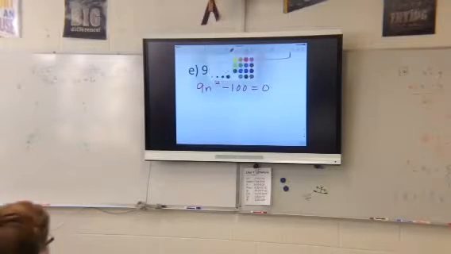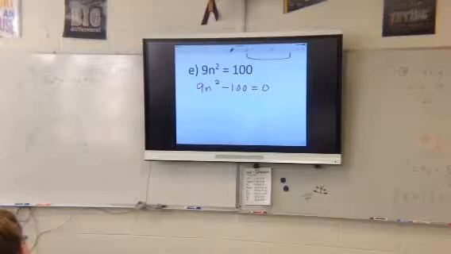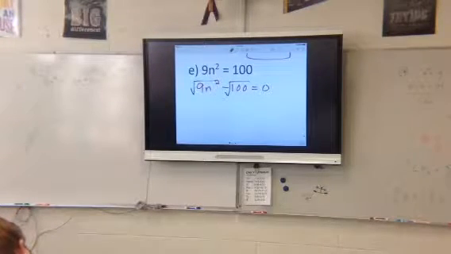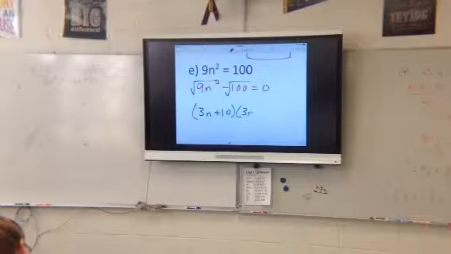No, but what Ben's saying is, can we square root? He just said, can we square root? Yeah, it's a difference of squares. So what are our factors going to look like when we square root? 3n plus 10, 3n minus 10. Good. So 3n plus 10, 3n minus 10. That's a difference of squares. Equals 0.